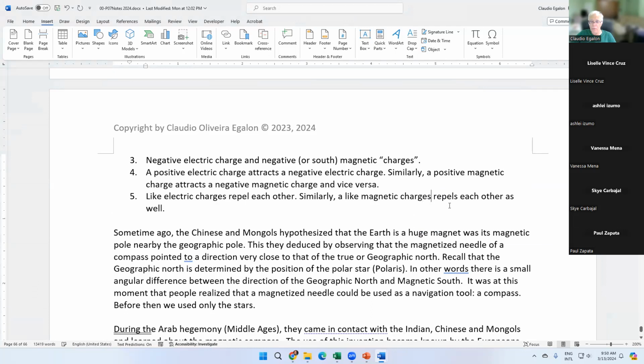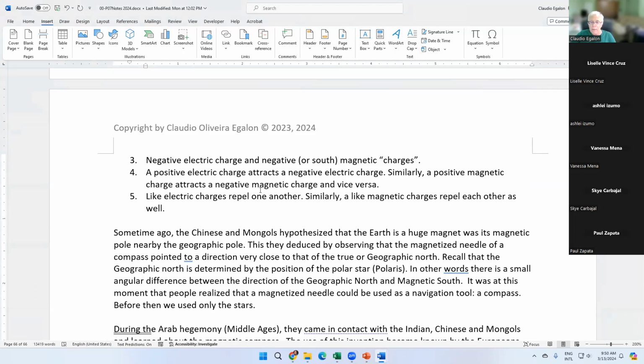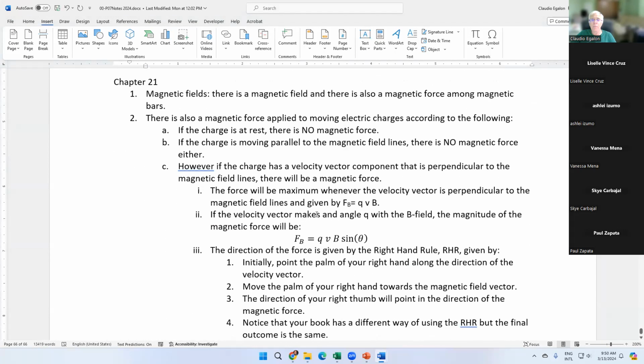Charges repel one another, not each other, but repel one another, right? One another would be better. Repel one another as well. That's another similarity.